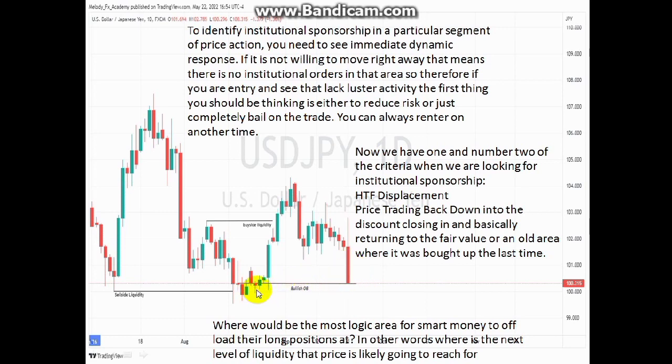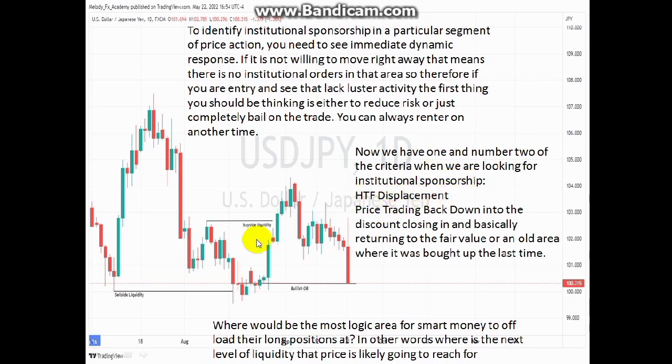The first one we talked about was displacement. Then the second one is the need of seeing immediate dynamic response once price trades back to some level of discount. In this example it could be premium in another case, but in our example, we have a discount scenario. Now we have number one and number two of the criteria when we are looking for institutional sponsorship.